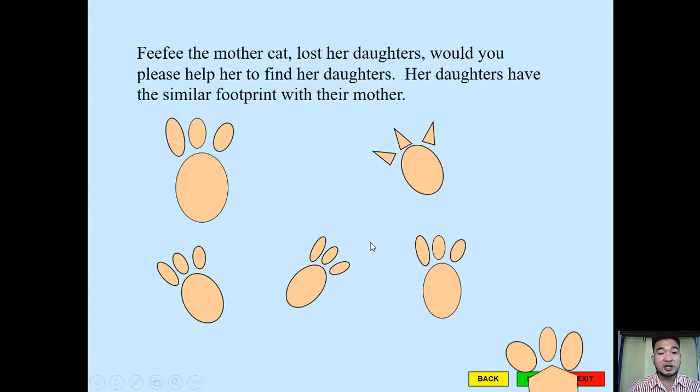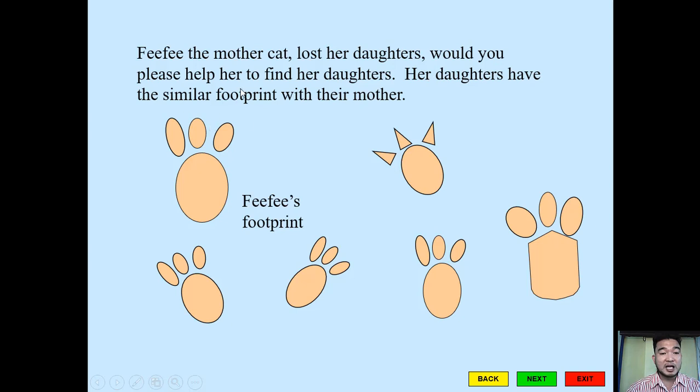Fifi, the mother cat, lost her daughters. Would you please help her to find her daughters? Her daughters have a similar footprint to their mother. So this is the footprint of Fifi, and she is looking for her daughters. Let us take a look at where the footprints of her daughters are. Is this a footprint of her daughter? The question is, is this similar to Fifi's footprint?